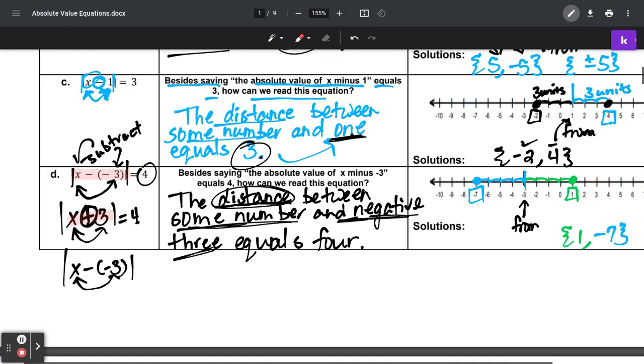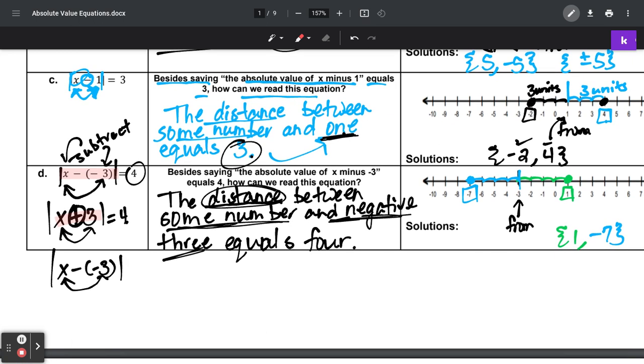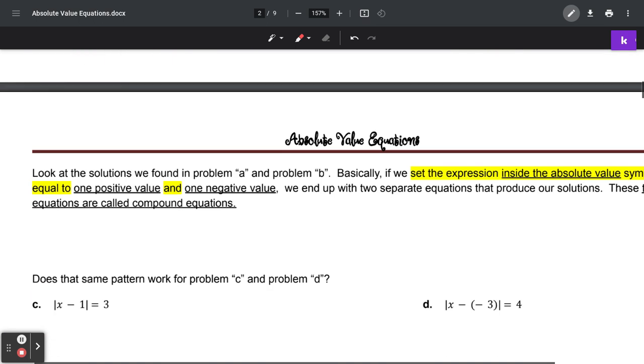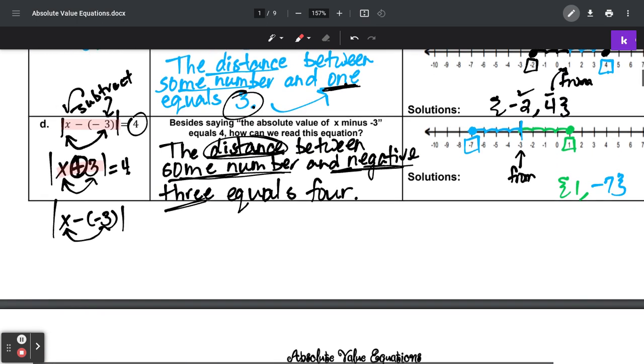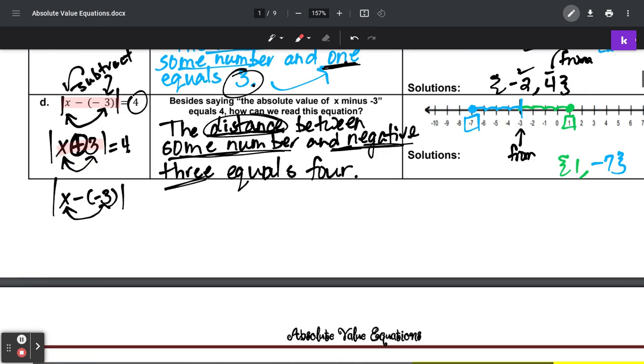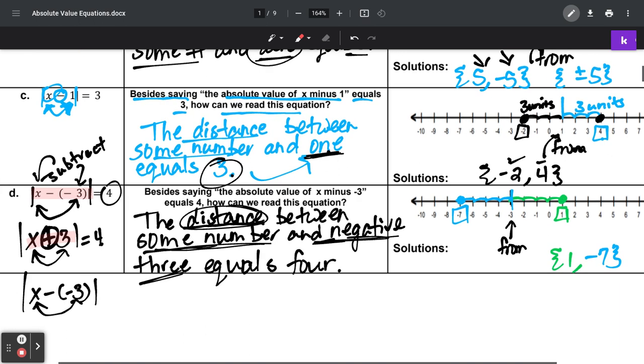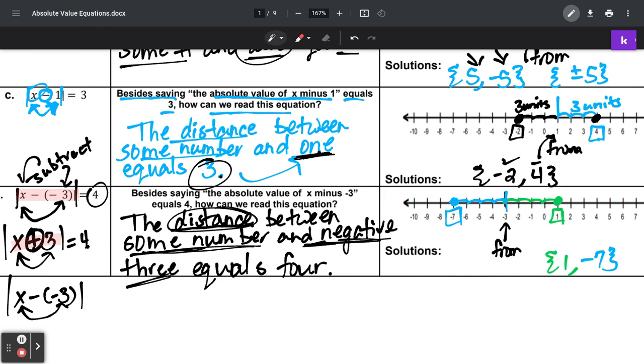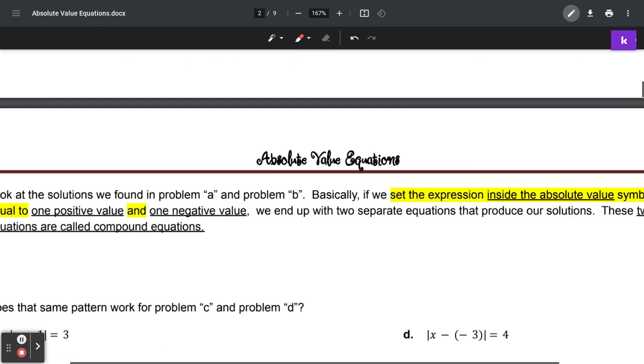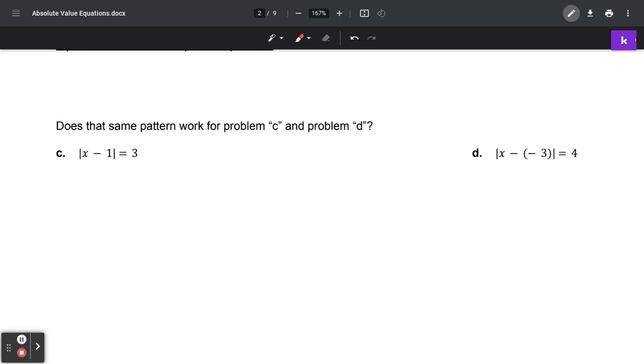All right, now, what we want to do is keep in mind what answers we wrote for these. So I'm going to flip over. You all flip over. We're going to focus on C and D only, okay? C and D only. So the answer for C was -2 and 4, or the answers.